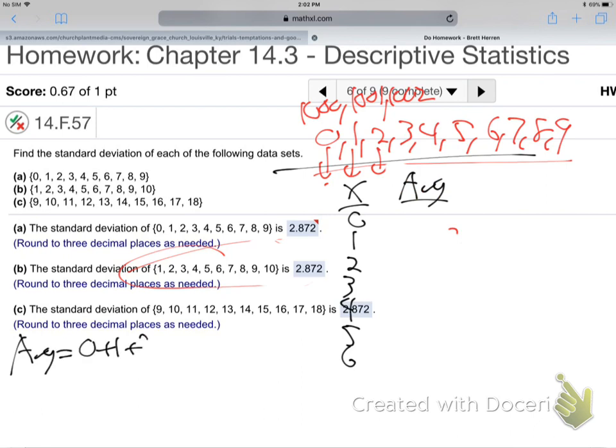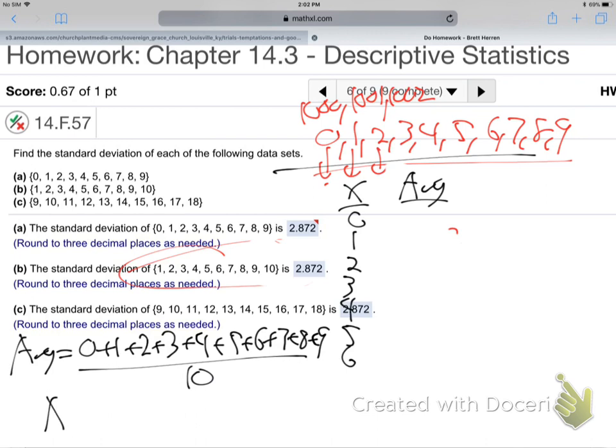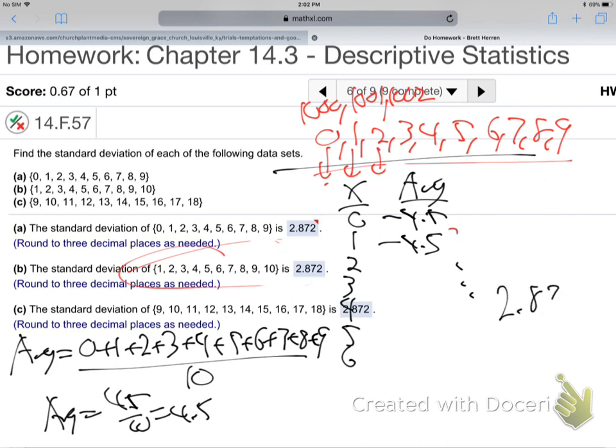The average would be 0 plus 1 plus 2 plus 3 plus 4 plus 5 plus 6 plus 7 plus 8 plus 9. You add them all up and divide by 10 numbers. What would the average be there? You get 6, 10, 15, 21, 28, 36, 45, over 10, 4.5. So the average would be 4.5. You would subtract 4.5 and do all that work. It'd be kind of hard with 10 numbers. It's a fair bit of work. And it came out to be 2.872.